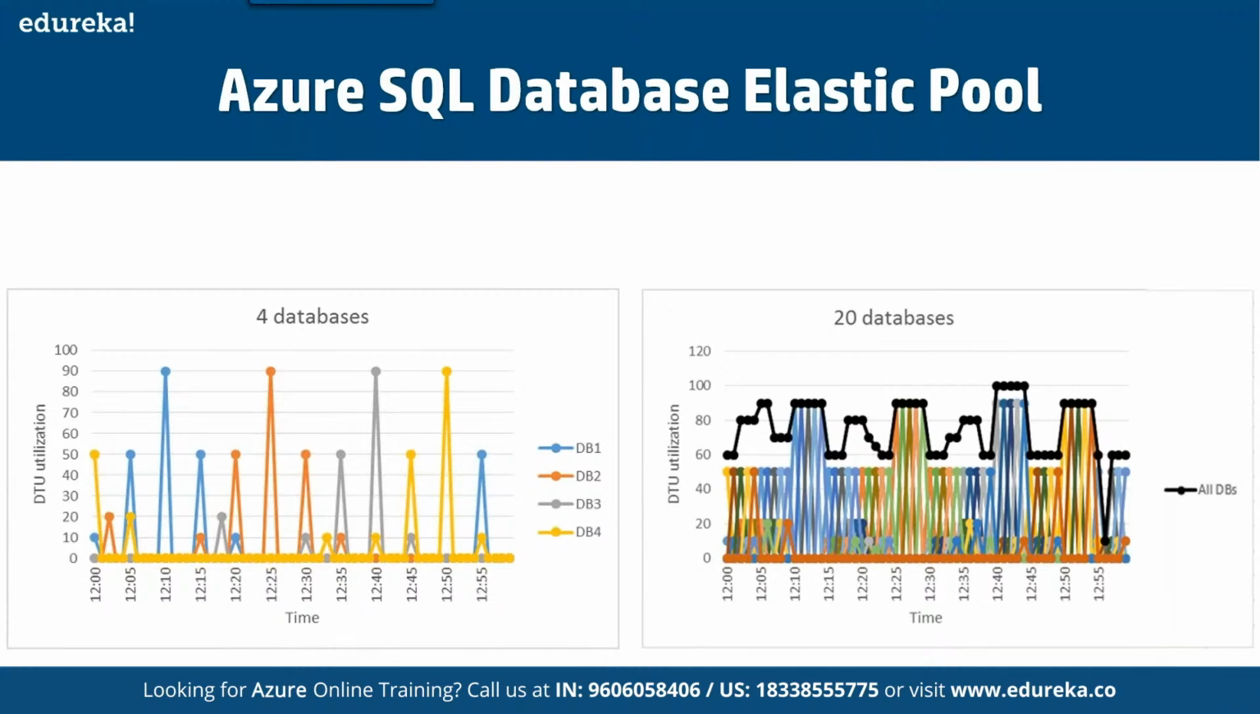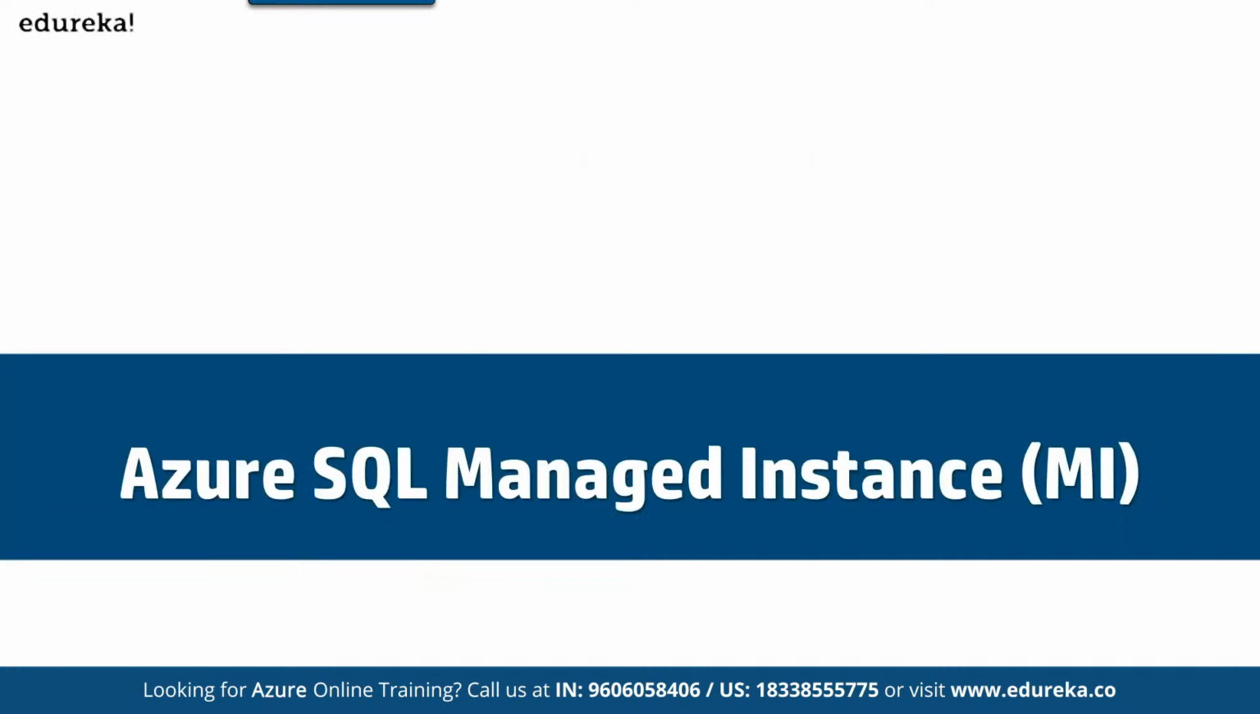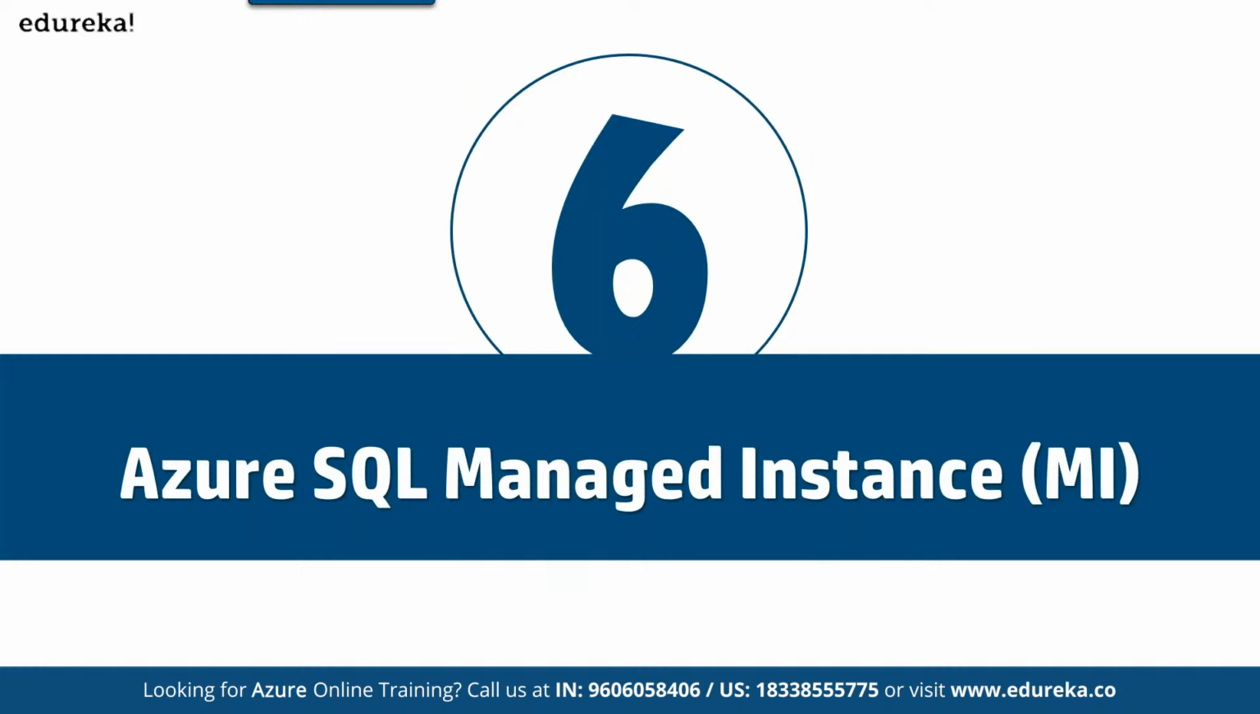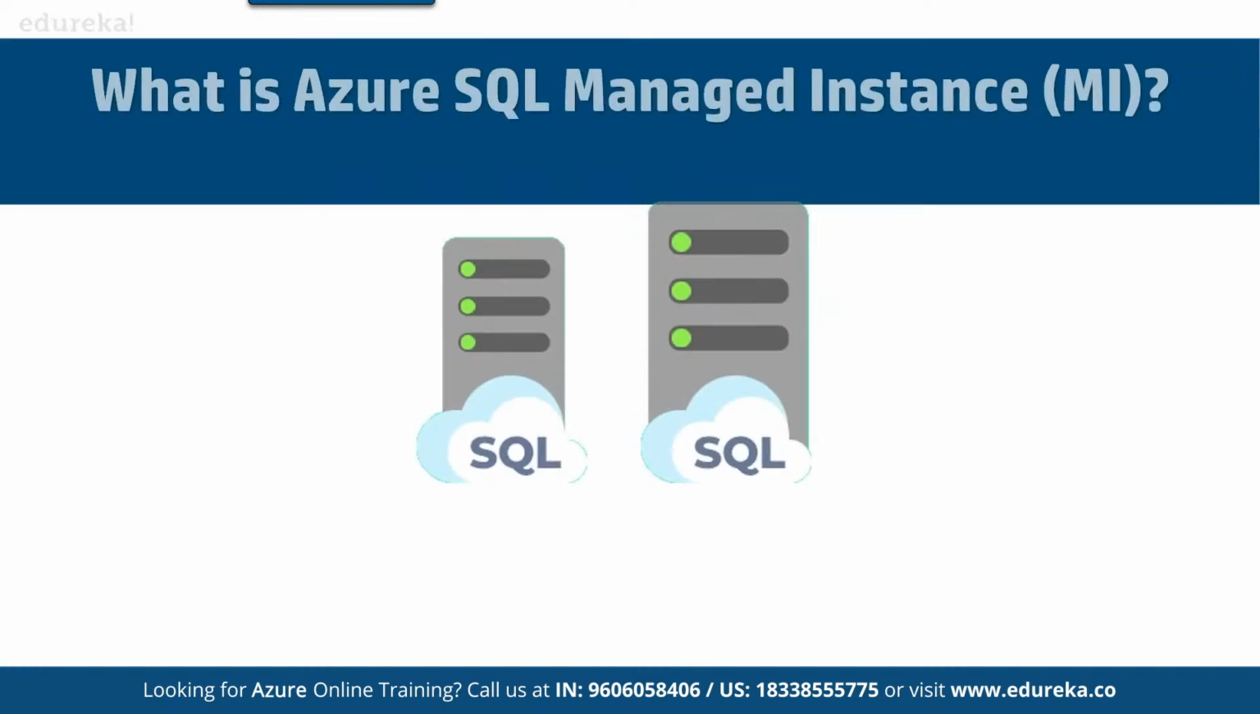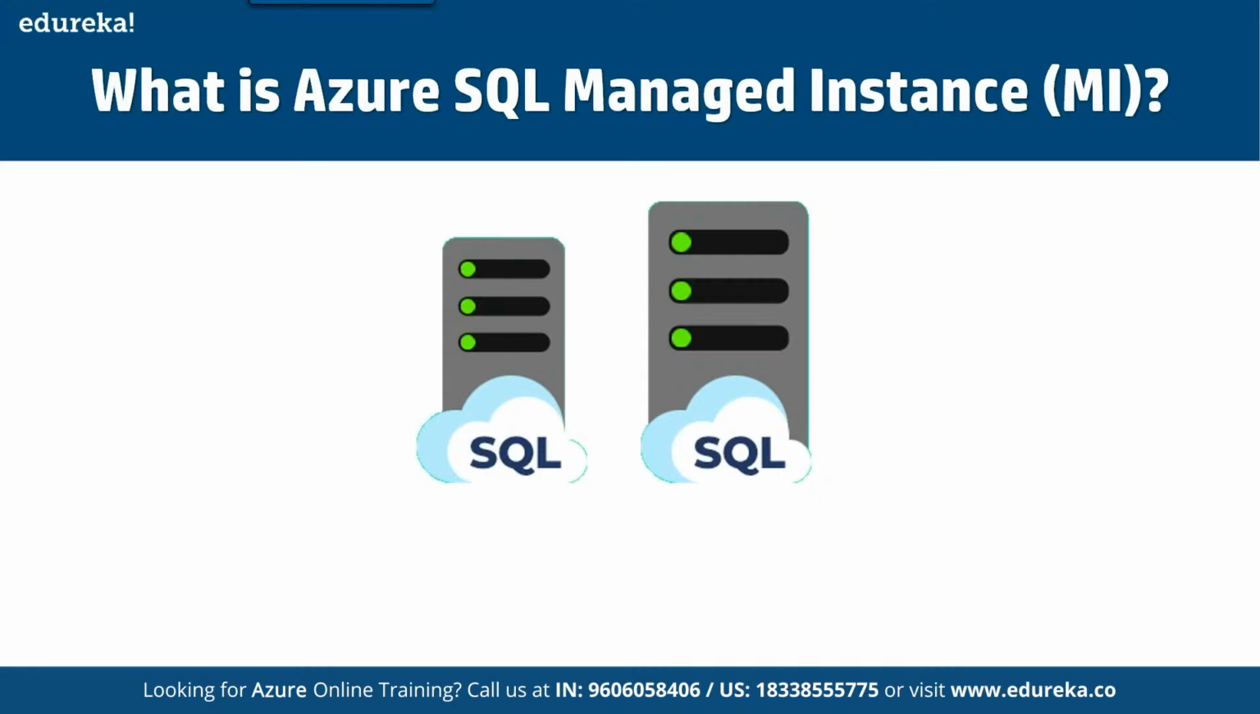In the cases below, you can see on the left hand side, where you have a small number of databases, it's the best solution. But if your databases are increasing, in that case, using the elastic pool is going to be the best bet for you. The next type of database that we talked about was Azure SQL MI, which is Azure SQL Managed Instance. So what is that? Basically, this is the intelligent, scalable cloud database service which combines the broadest SQL Server engine compatibility with the benefits of a fully managed platform.